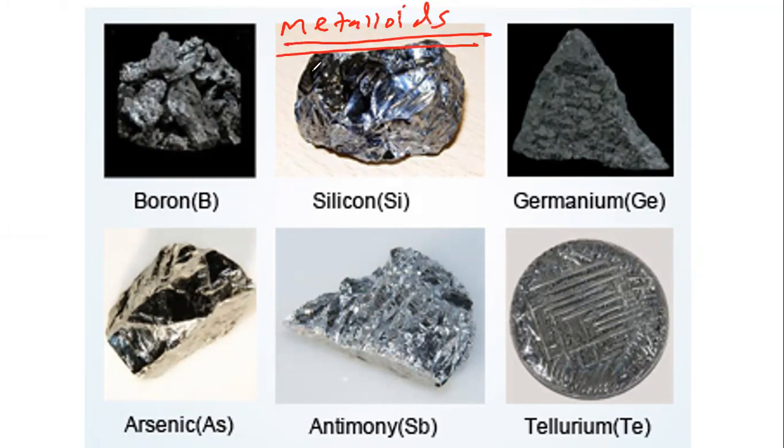Out of these 5 metalloids, what do you think is the most important, most widely used metalloid? Can you guess? Can you reply on chat? Out of these metalloids, what is the most widely used metalloid? And that is the second most abundant element in the earth crust. There's one metalloid, second highest element in the earth crust, and that is widely used and very valuable.